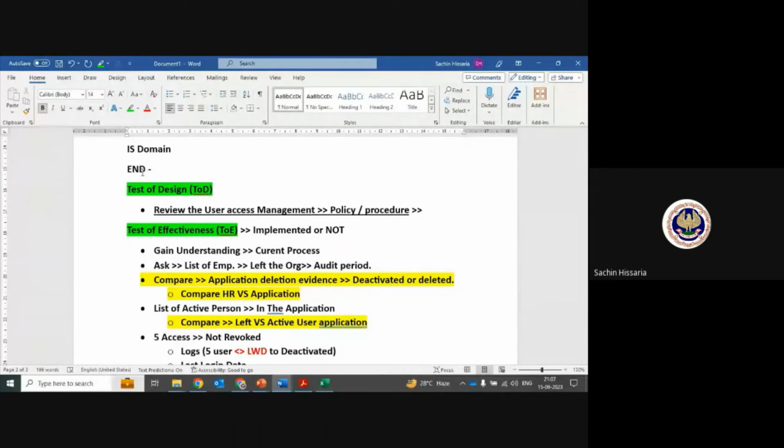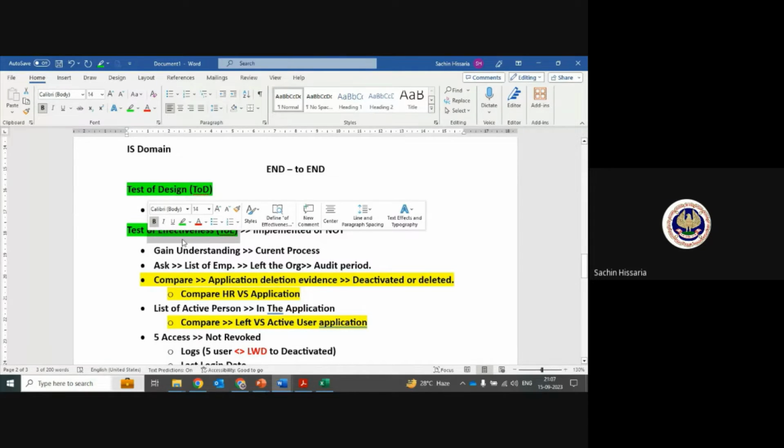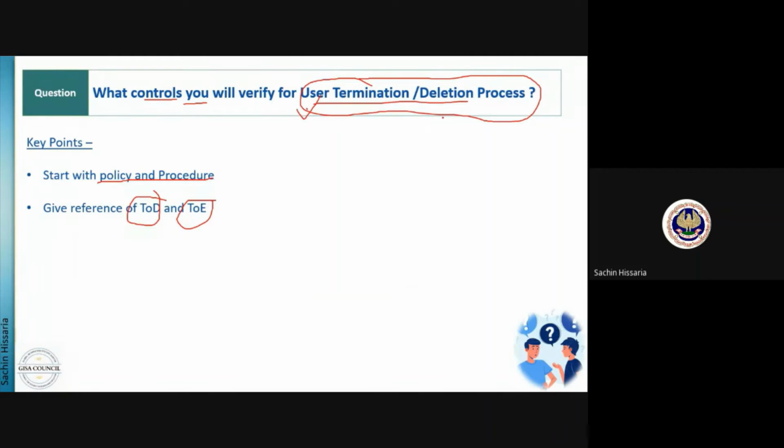These are some of the terminologies which are very much used in audit, like TOD and TOE. You should also use these terminologies while answering such questions. It will give a very good impact. So this is all about your user termination and user deletion process. Now we'll move to the next question.